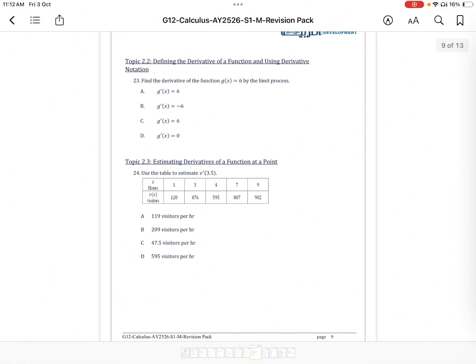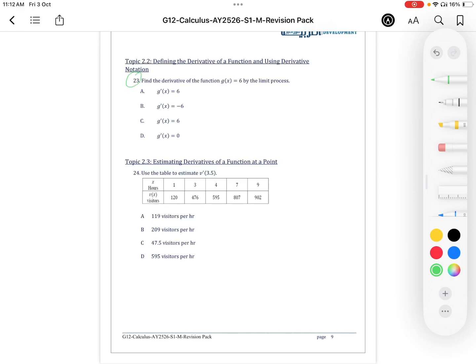Find the derivative, number 23. The derivative, which is g prime, is equal to the limit as h approaches 0 of f of x plus h minus f of x, divided by h.